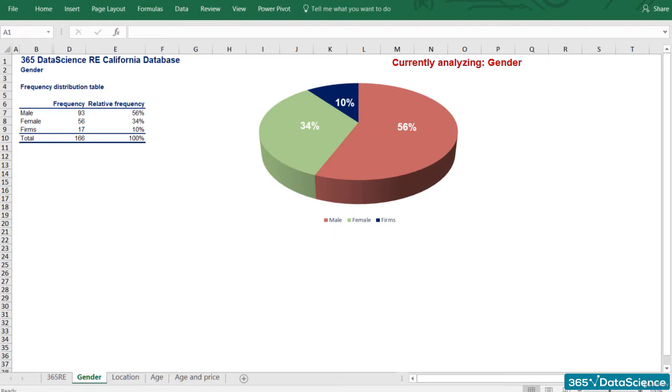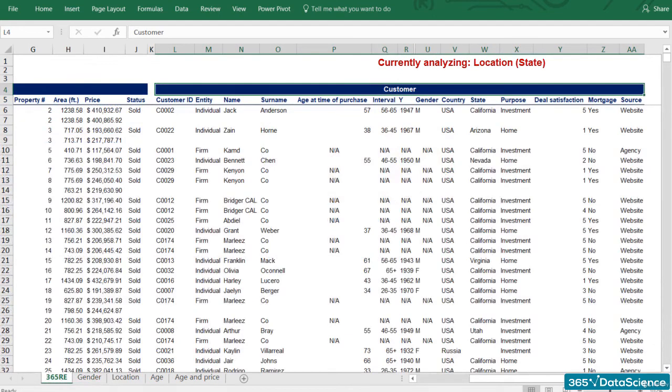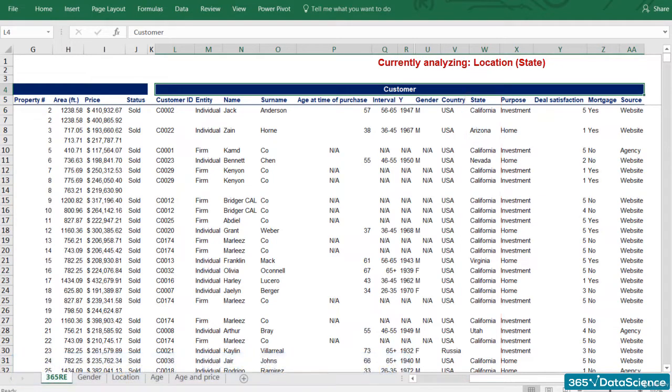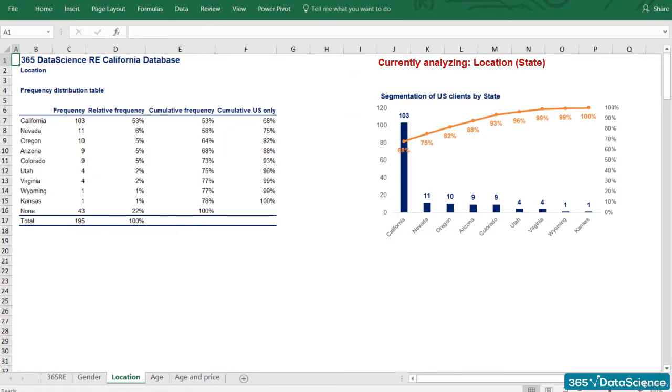Okay, let's carry on with location. What chart would be useful to show this? State is a categorical variable. We may use a bar chart or a pie chart. However, I prefer the Pareto diagram as it gives additional information. From the graph, you can immediately see that the majority of clients are from California. A possible scenario is to decide to invest in marketing for the top 75% of the locations. This will mean that we can focus on California and Nevada alone.